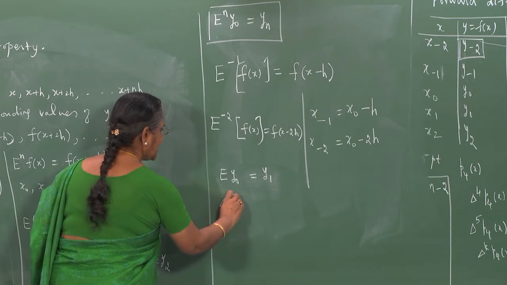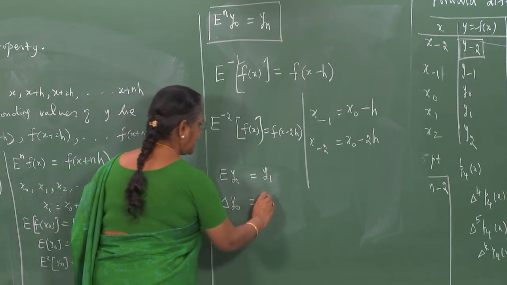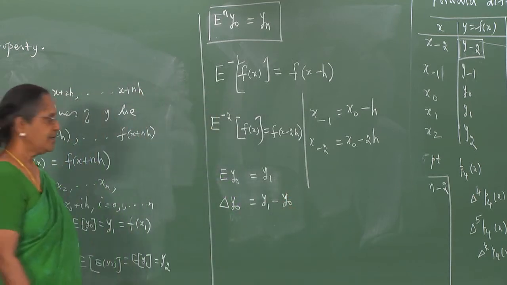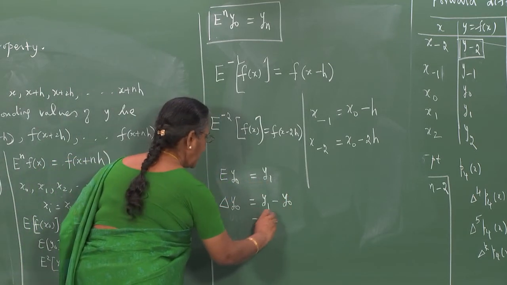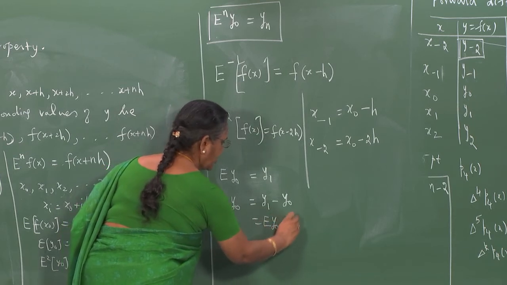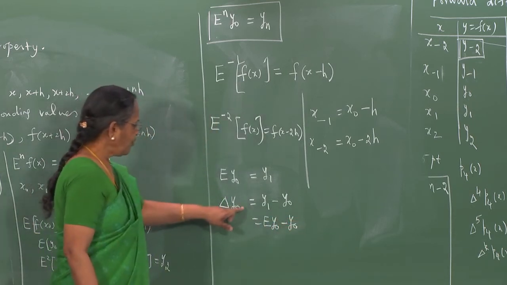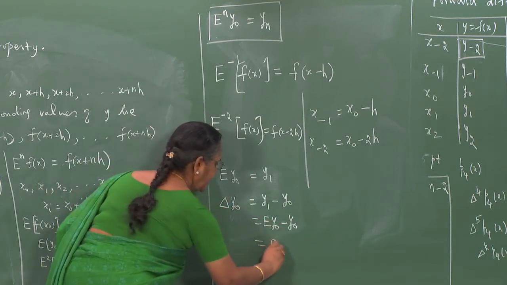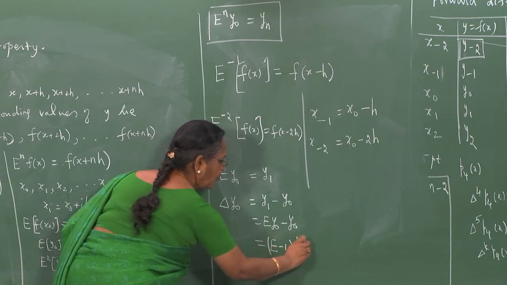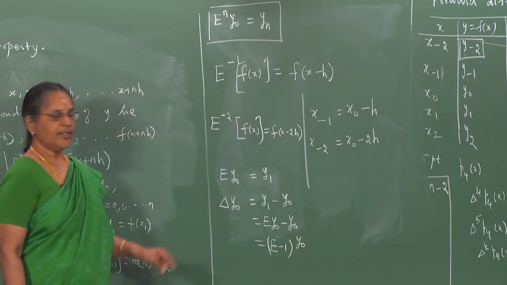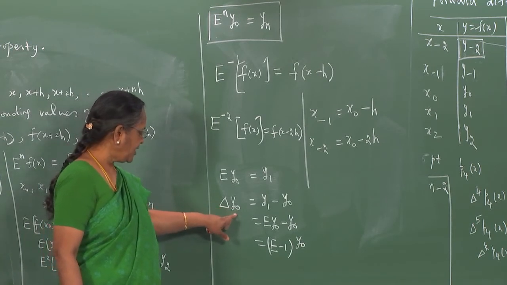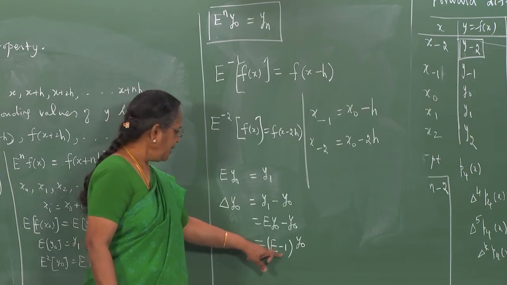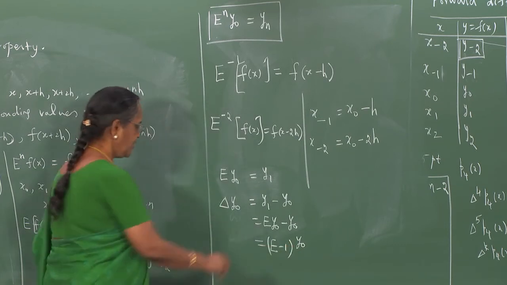What about delta on y naught? Delta on y naught is y1 minus y naught. But I know I can write y1 as E on y naught. So, delta on y naught is E y naught minus y naught. So, it is E minus 1 on y naught. So, the role of delta on y naught is identically the same as the role of the operator E minus 1 on y naught.